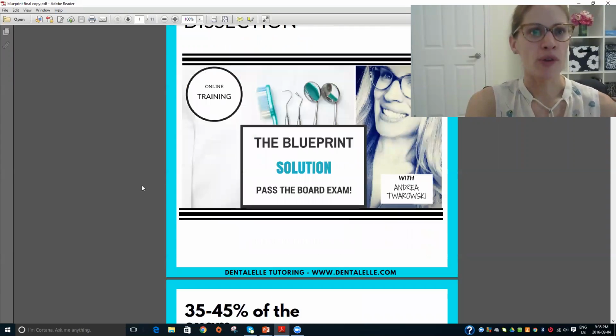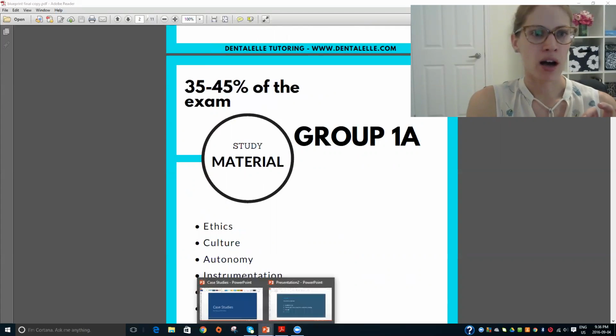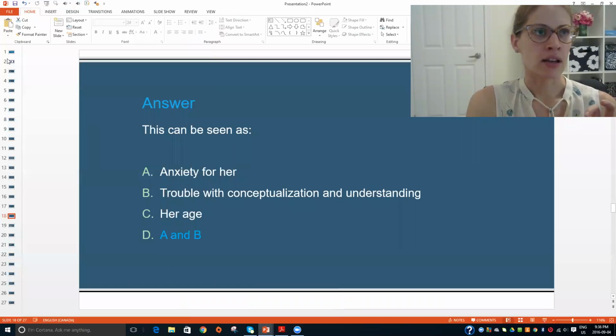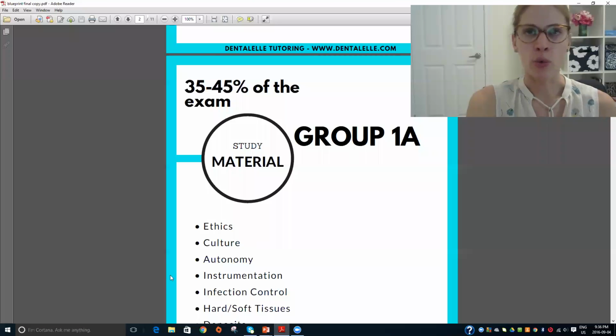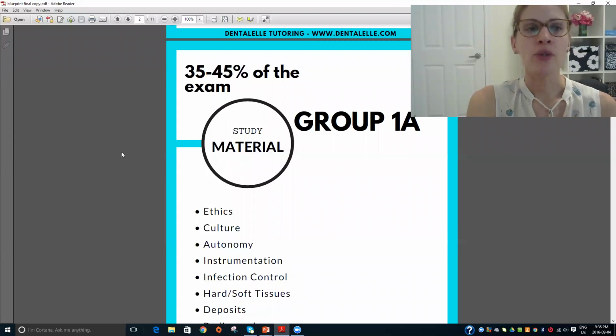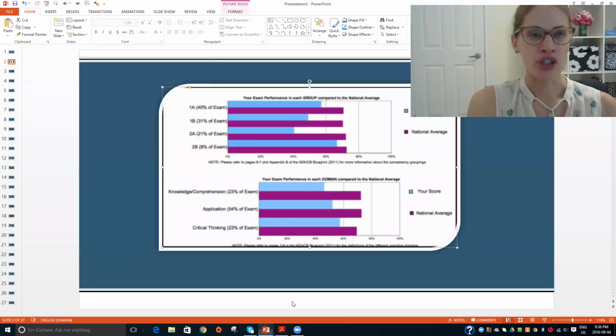Okay, so I want to go over the blueprint quickly. Remember how I showed you guys this kind of picture, where you see there are different groups and different percentages? It does help to know that. I will post this for all of you who came today because you are here on the long weekend. It's only fair. If you've taken the board exam before, you would have had something like this.